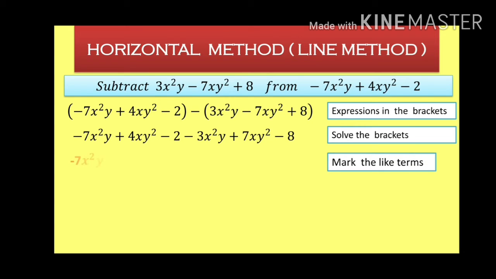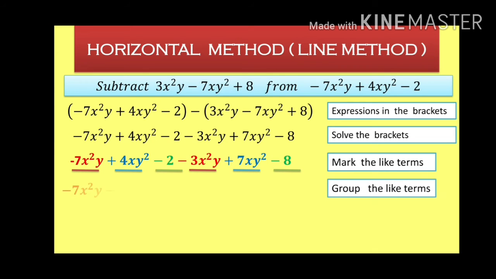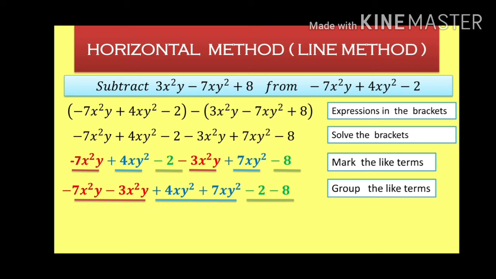Next thing, we'll mark the like terms. Just identify them. Next, group them. Apple with apple, orange with orange. The same fruity concept we will be using here. Now, we can use the integer rule directly. Instead of grouping the numbers and all that, we can directly use the integer rule.